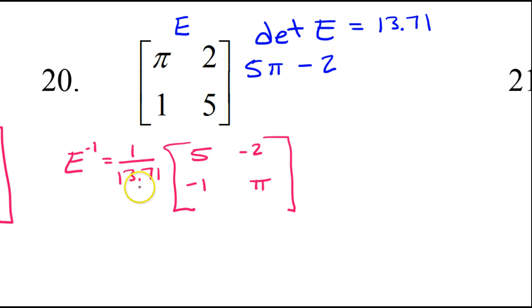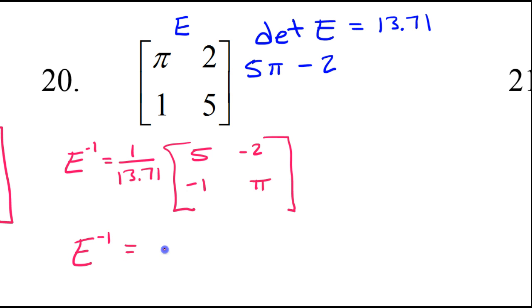So now I need to basically divide each one of these by 13.71. That's what this reciprocal business really is. Doing the reciprocal is a way to express that we are dividing by the determinant. So I'm really doing 5 divided by 13.71, -2 divided by 13.71, -1 divided by 13.71, and pi divided by 13.71.